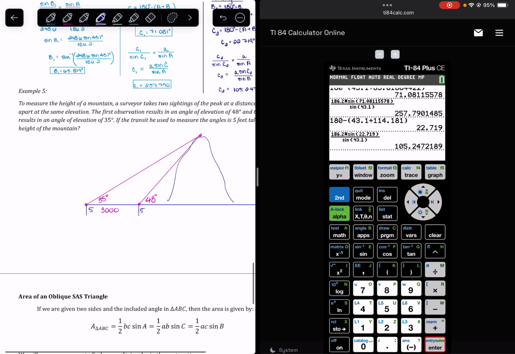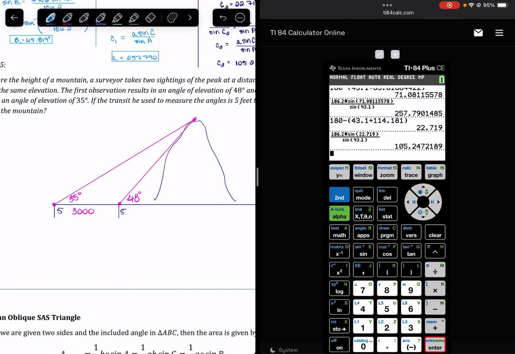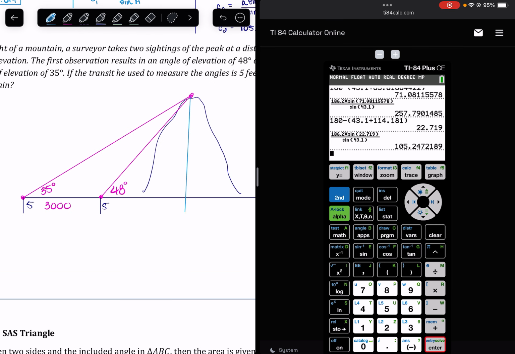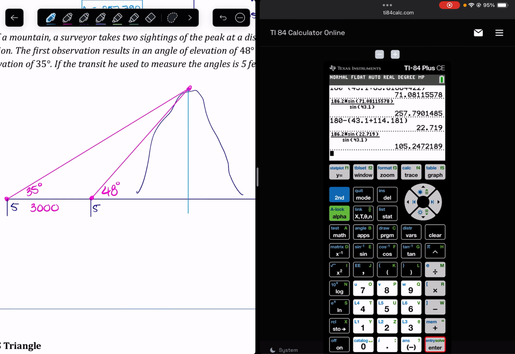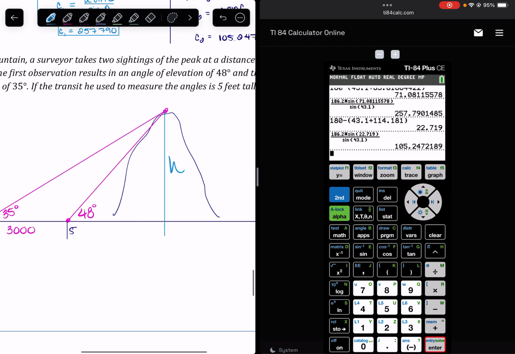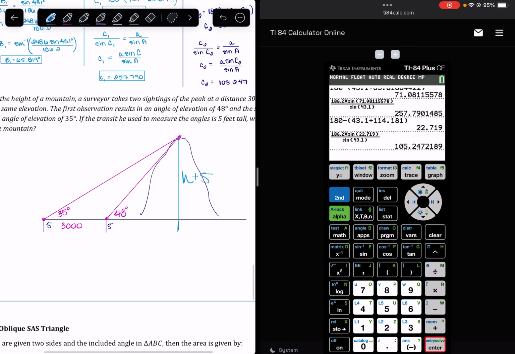What is the height of the mountain? The height of the mountain is what we are looking for. It's going to be this distance right here, h, but remember, it's 5 feet off the ground, so we're going to have to add 5 to it. So I'm going to just write h plus 5. All right. We've got a lot of information going on.